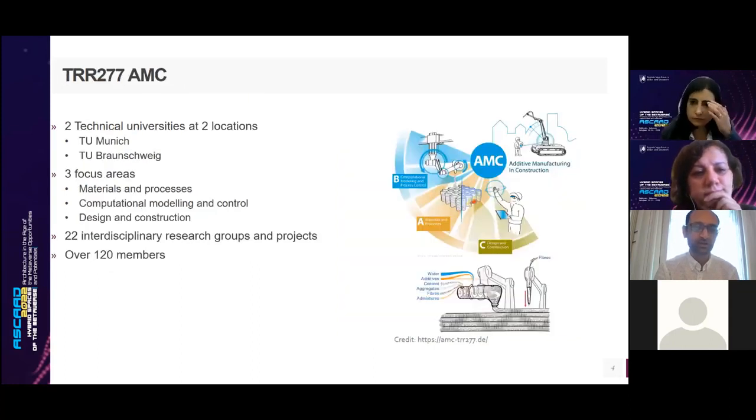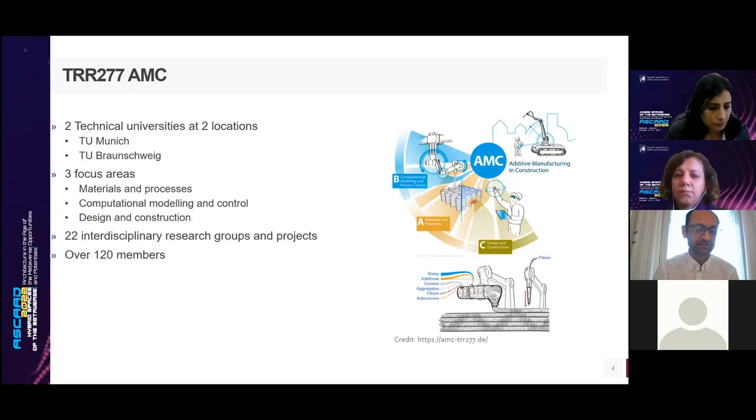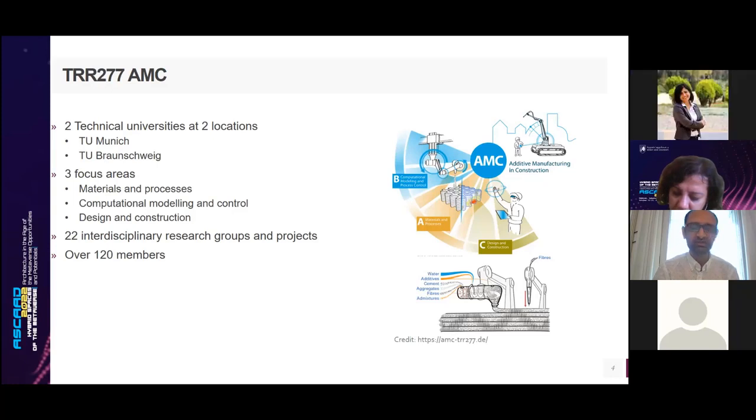To perform research data management and comply with the requirements, a range of tools and a comprehensive system is required. In this paper, I present the case of research data management of the Collaborative Research Center Transregio 277 Additive Manufacturing and Construction, in short AMC. It is hosted by Technical University of Munich and Technical University of Braunschweig. There are 3 focus areas: materials and processes, computational modeling and control, and design and construction.